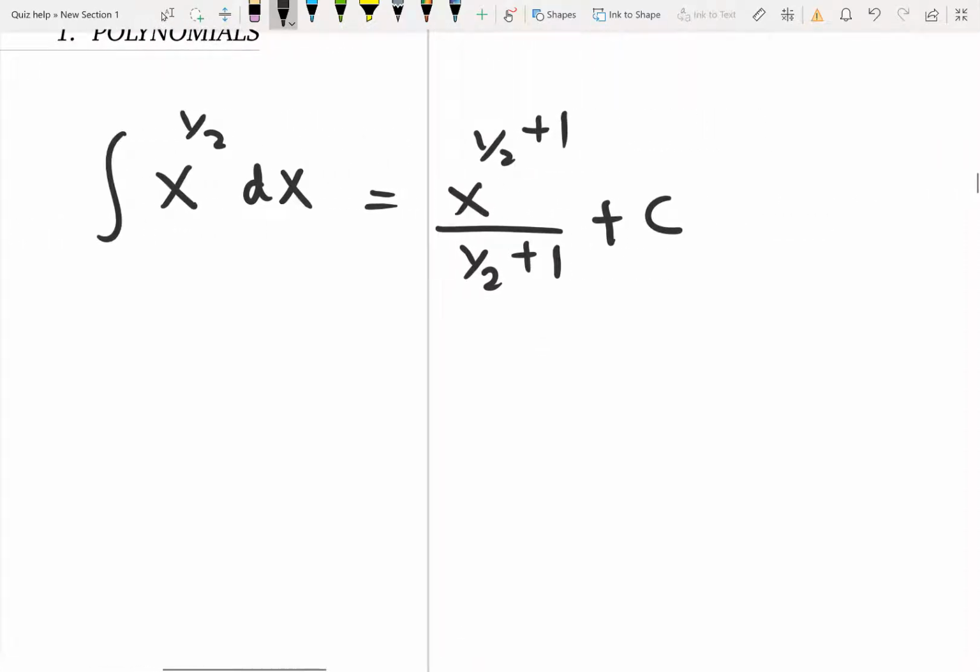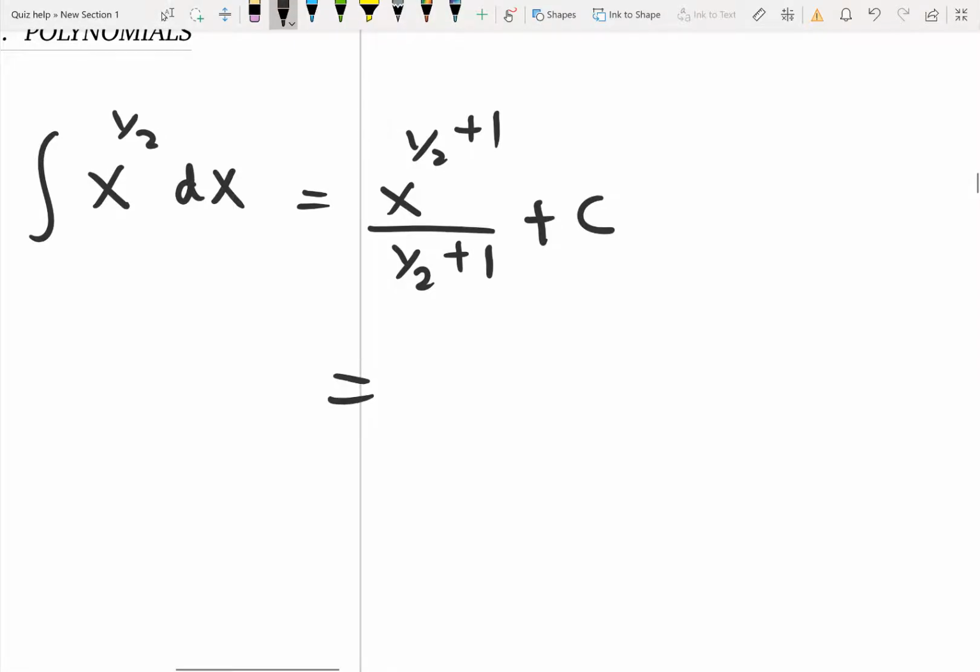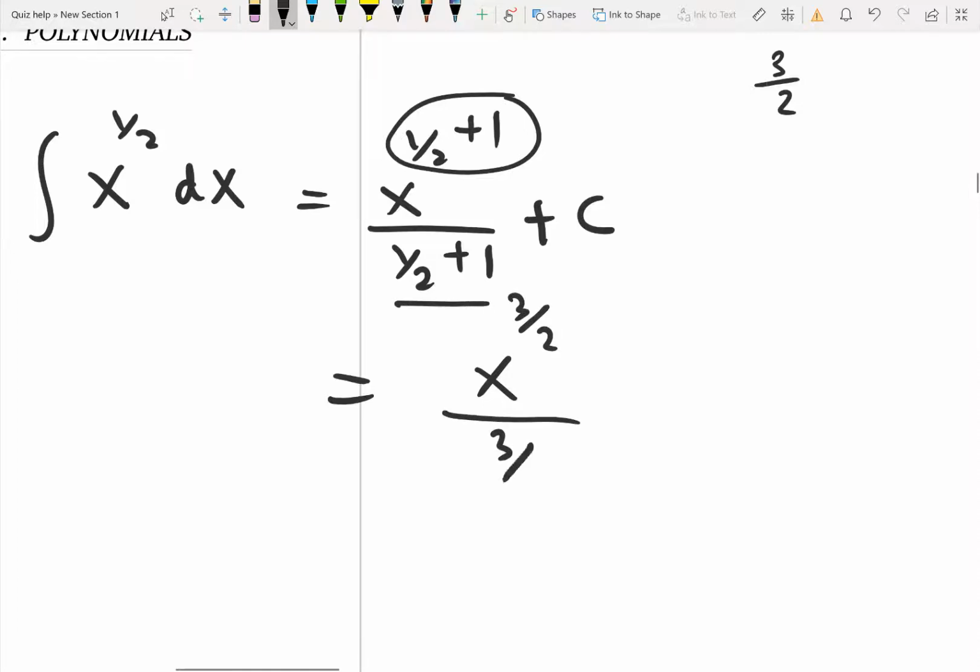Now students can make a mistake here also. Now what is half plus 1? This I suppose you all know. So this is actually 3 over 2, right? If you use the common denominator as 2. Okay, so this is x to the power 3 over 2 on the top. Now on the bottom also it's actually half plus 1, 3 over 2.